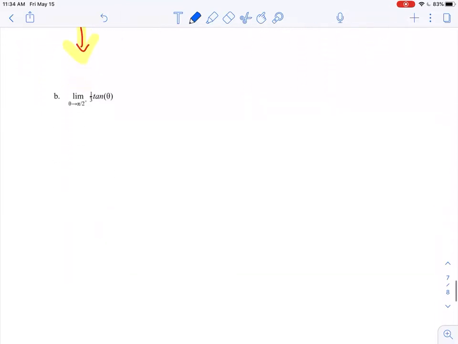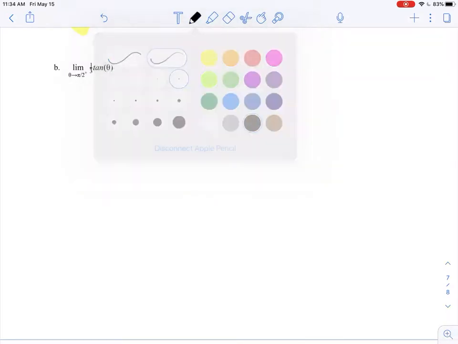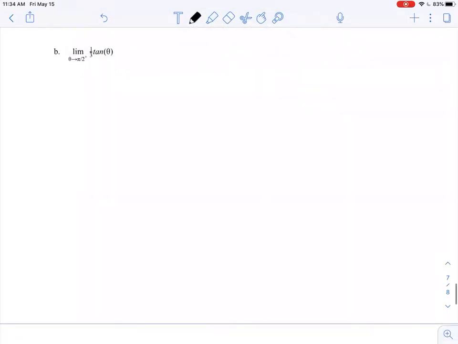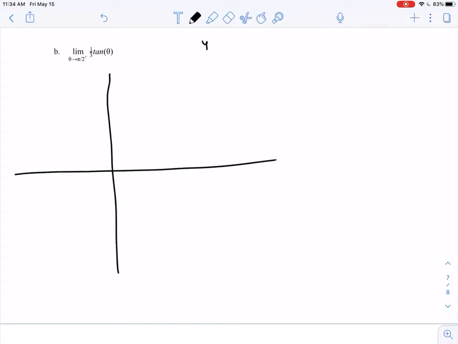The next one is the graph of tangent of x. Here I will have the limit as theta approaches pi over 2 from the right of 1/3 tangent of theta. And if you're unfamiliar with tangent of theta, you may want to go back and brush up on those. But if you were to graph tangent of theta, what you would see... So I'm not going to worry about the 1/3 right there. Y equals tangent of theta here.